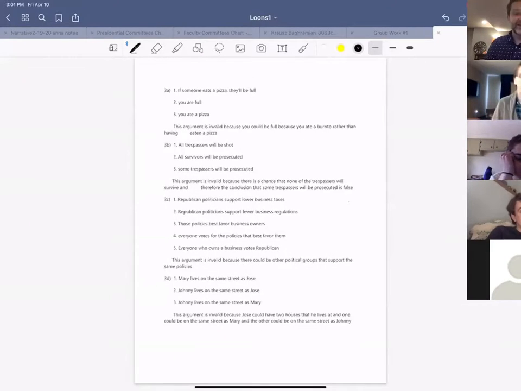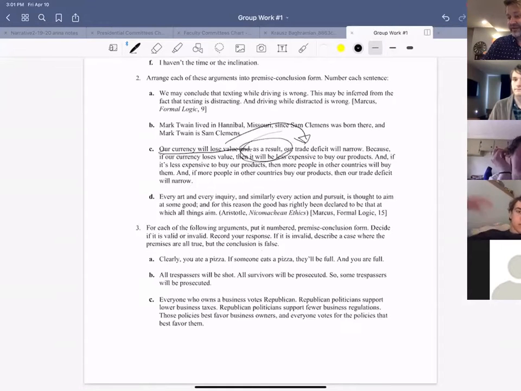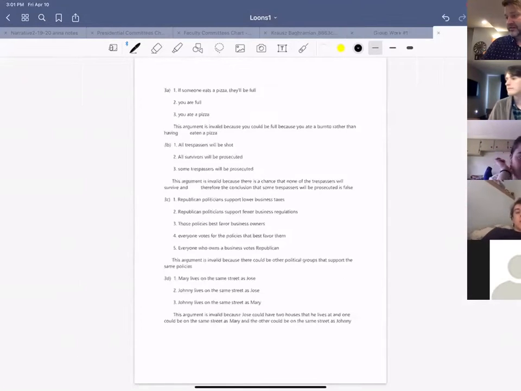Okay. If someone eats a pizza, they'll be full. You are full. Therefore, you ate a pizza. That's a good form for that argument. Again, the argument appears here. He's clearly there to identify the premise or the conclusion. And you all pointed out that this argument is invalid because you could be full because you ate a burrito rather than having eaten a pizza.